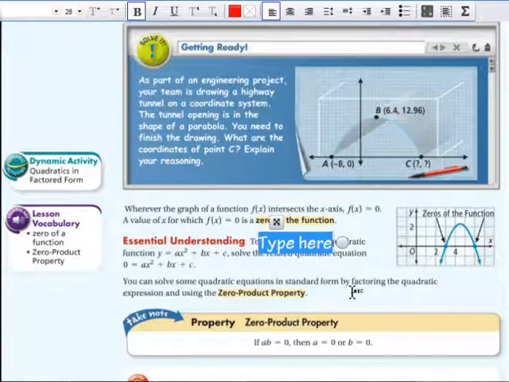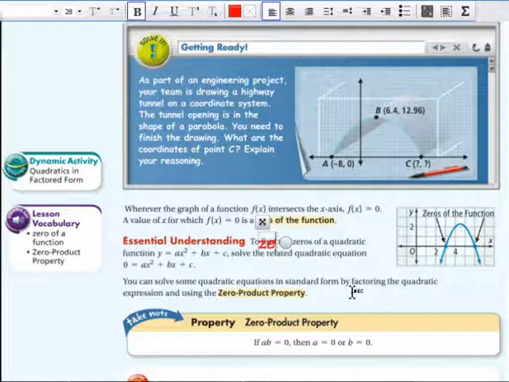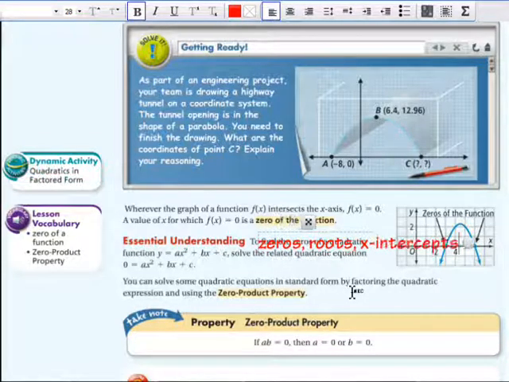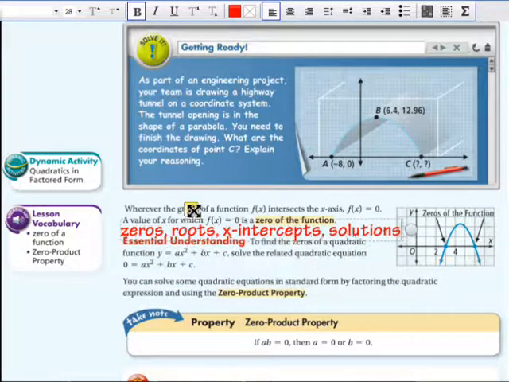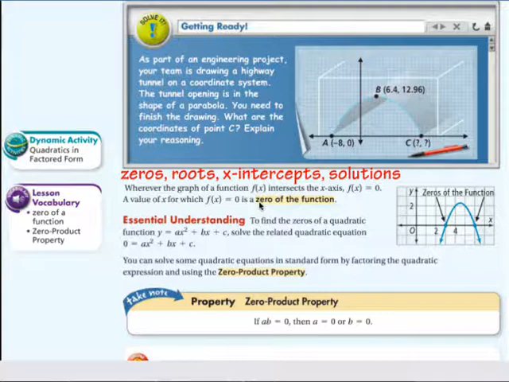And when we talk about this stuff in Algebra 1, we refer to zeros, roots, x-intercepts, and solutions, and those all mean the same thing. Okay, zeros, roots, x-intercepts, and solutions, all the same thing. Okay, so that's important to remember.